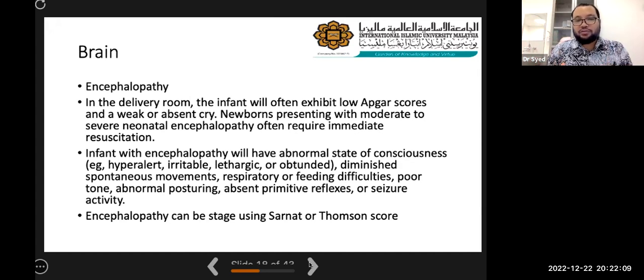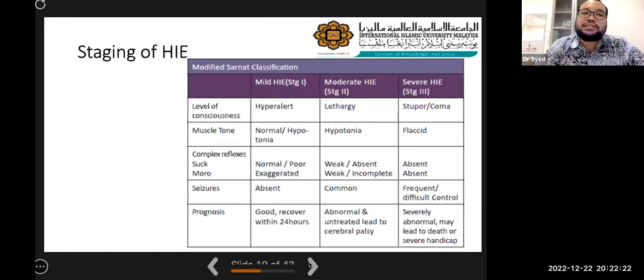And assessment of encephalopathy ni kita akan guna dua, sama ada Sarnat or Thompson score. Sarnat and Sarnat dengan Thompson scoring. I'll show you after this. So this is modified Sarnat classification or Sarnat and Sarnat classification. So modified Sarnat classification ni kita classify HIE itu into 3. Mild, moderate, severe, or stage 1, stage 2, stage 3.